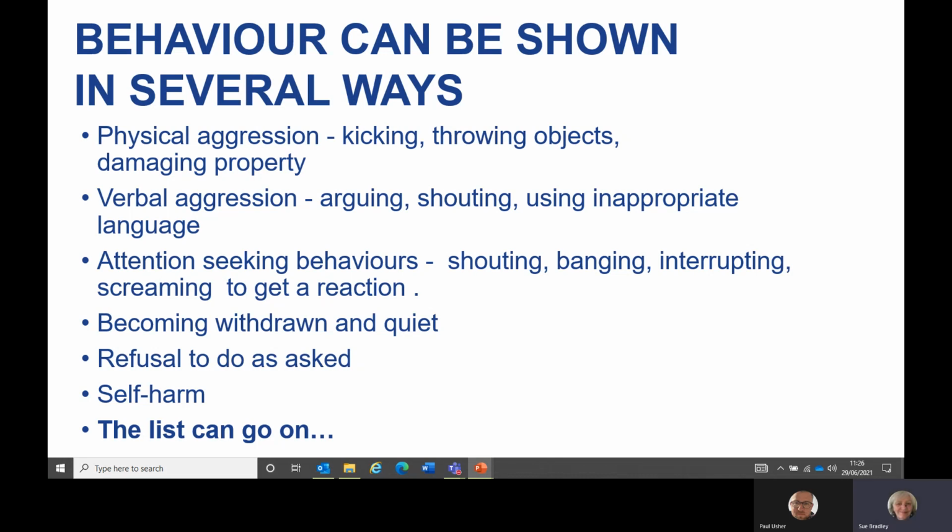So behaviour can be shown as physical aggression, kicking, throwing objects, damaging property, verbal aggression, arguing, shouting, using inappropriate language. Some children, young people will use attention-seeking behaviours, shouting, banging, interrupting, screaming to get a reaction. Some children become withdrawn and quiet. They refuse to do as we ask them. They will self-harm. In fact, the list can just go on.